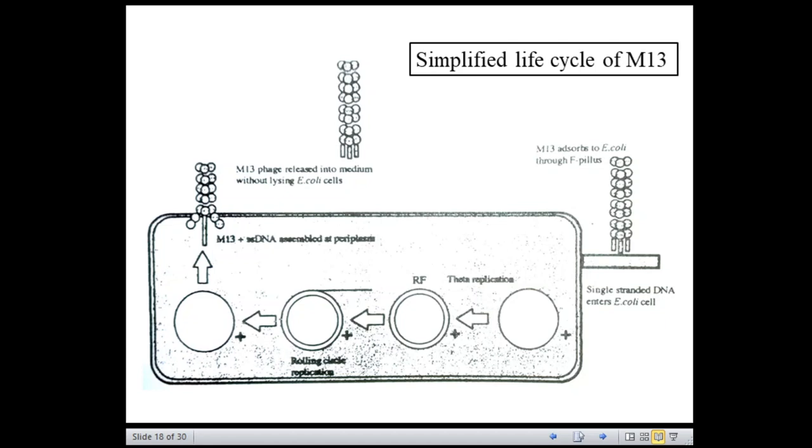Now the replication then proceeds rapidly until about 100 RF, that is replicative form DNA molecules, are produced within the cell, that is E. coli. Now the DNA synthesis then switches to the production of single strands, and the DNA is assembled and packaged into the capsid at the bacterial periplasm.